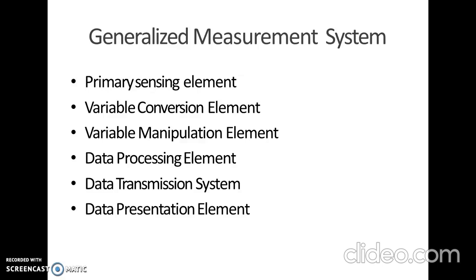Number 5, data transmission system. The data transmission system is simply used for transmitting data from one element to another element. It acts as a communication link between different elements of the measurement system. Last one is data presentation element. The data presentation element is used to present the measured physical quantity in a human readable form to the observer. It receives the processed signal from the data processing element and presents the data in a human readable form.